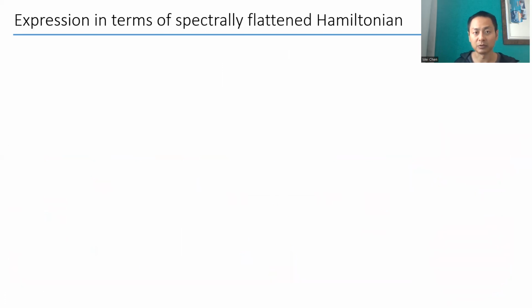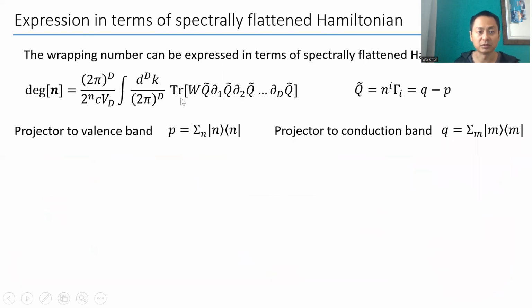So this will consist of a few steps. First, we show that this degree of map is equivalently the integration over the trace of this particular combination of matrices, where W is the product of all the unused Dirac matrices in your Hamiltonian, and Q tilde is the so-called spectrally flattened Hamiltonian, where instead of using the d vector, you use the n vector to construct the Hamiltonian. And equivalently, you can write it as the projectors to the valence band and projectors to the conduction band.